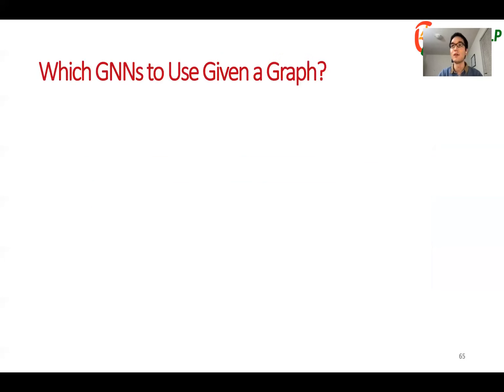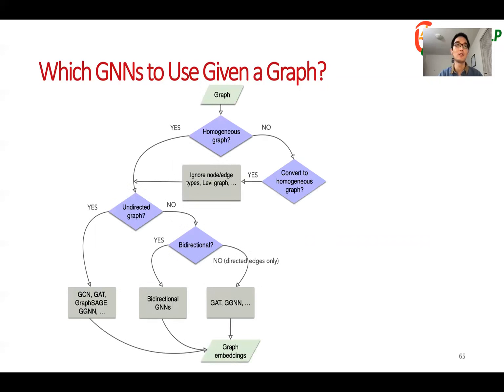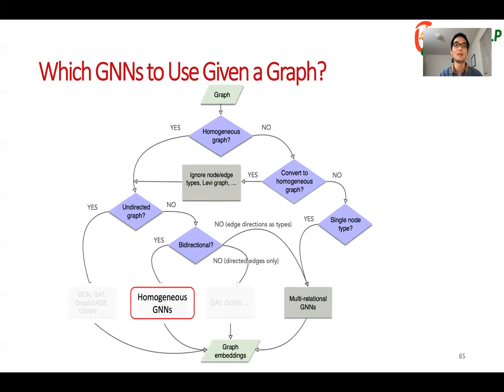Let's first see the overall roadmap on which GNNs to use given a graph. This works like a decision tree, which we summarized to help you make this decision. In short, we will decide whether to apply homogeneous GNNs, multi-relational GNNs, or heterogeneous GNNs based on the input graph types.